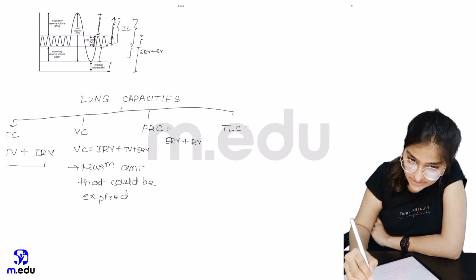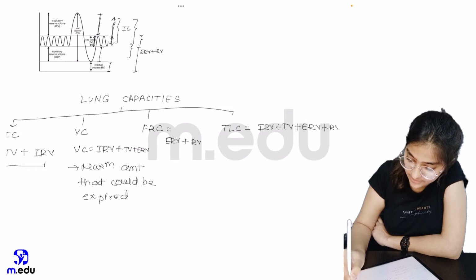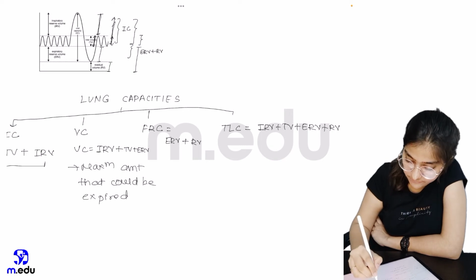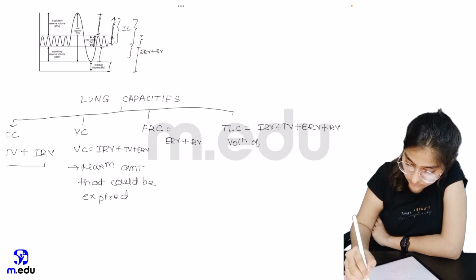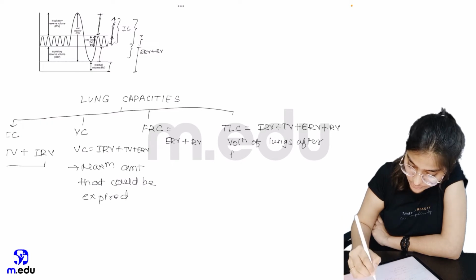So TLC is equal to IRV plus TV plus ERV plus RV. It basically includes all the volumes of the lung, and it is defined as volume of lungs after forceful inspiration.